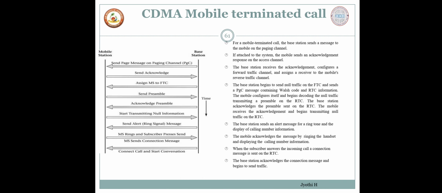This is the call termination in CDMA, between the mobile station and the base station. First the base station sends the message on the paging channel, and then the mobile station sends the acknowledgement to the base station. Next, the base station assigns the mobile station to the FTC. Then the mobile station sends the preamble. Then the base station sends the acknowledgement of the preamble, and the mobile starts transmitting null information to the base station.